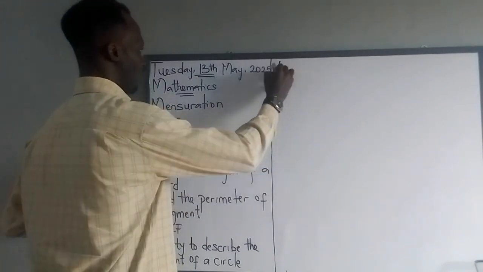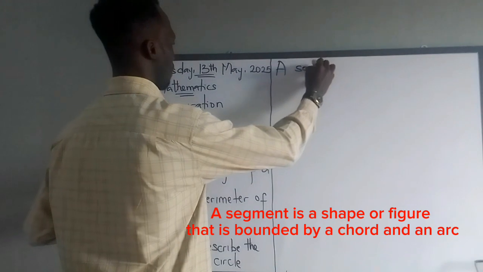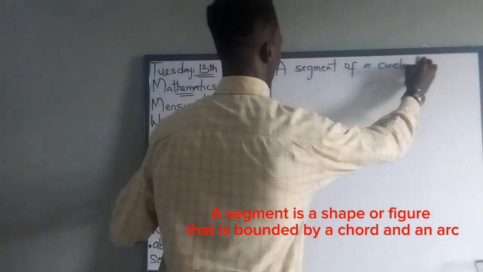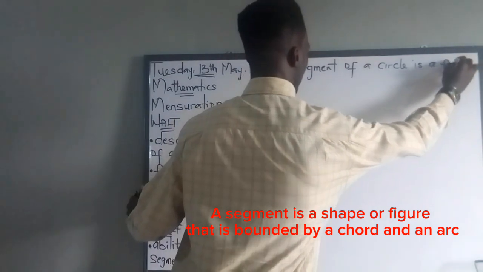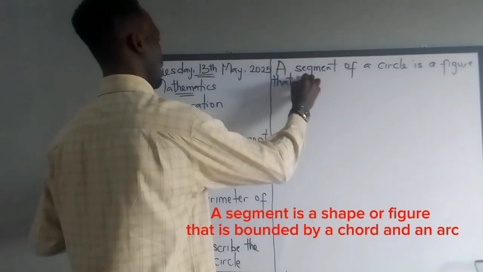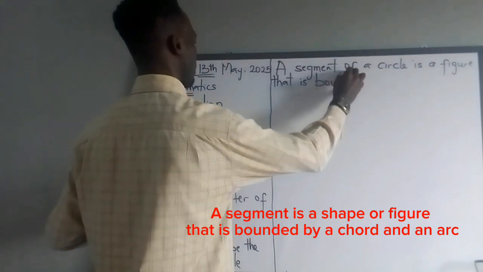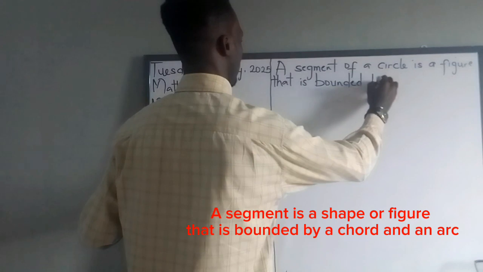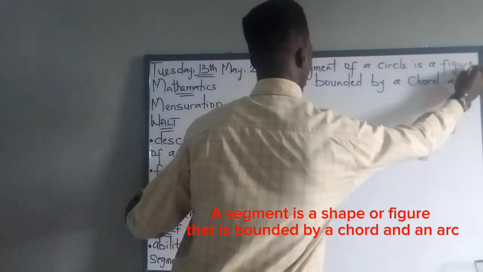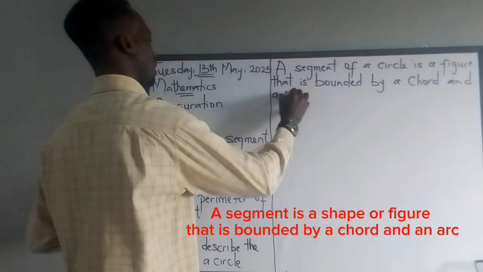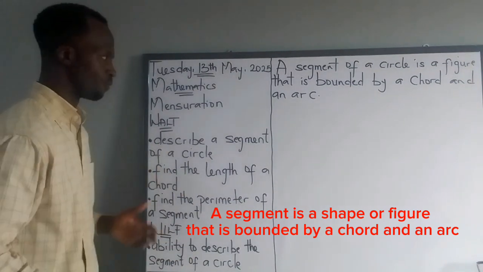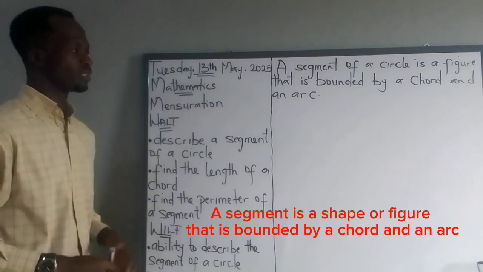You can note this down. A segment of a circle is a figure that is bounded by a chord and an arc. A segment of a circle is simply a figure that is bounded by a chord and an arc.